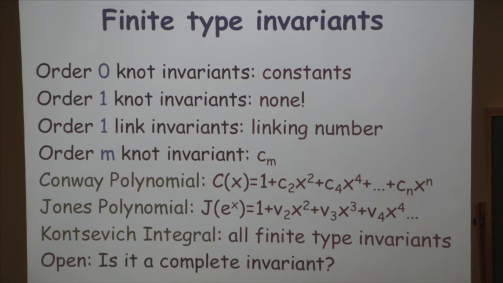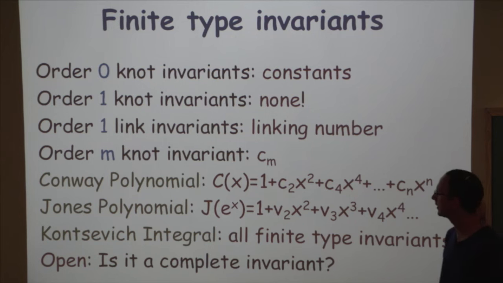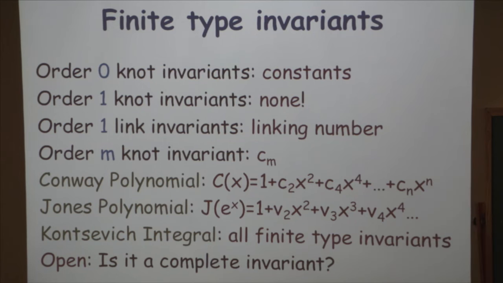One major question in this field is, are these invariants complete? This family of invariants all together, is it a complete invariant? So are there two knots whose all finite type invariants agree? We don't know if there is any such pair. Okay, so this should convince you one way or the other that these invariants are important. So this is Conway, like Alexander.